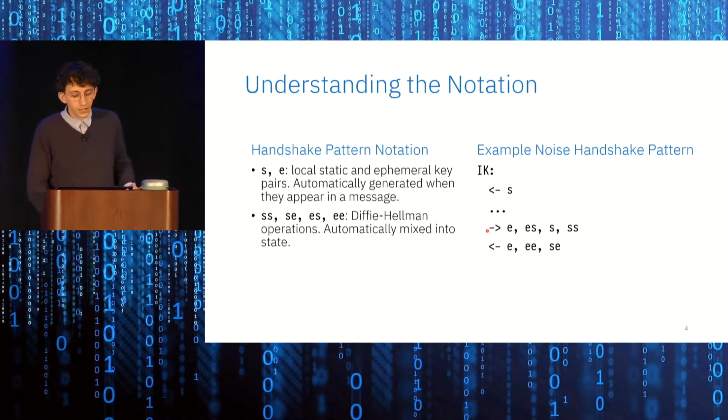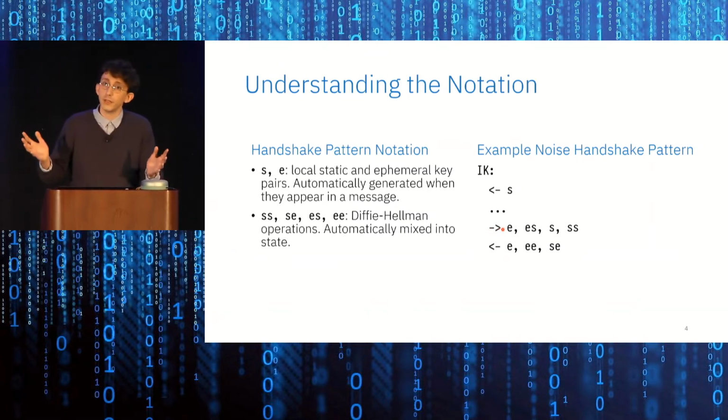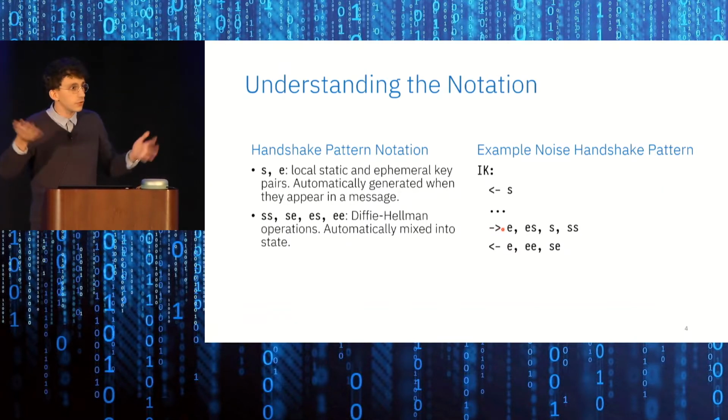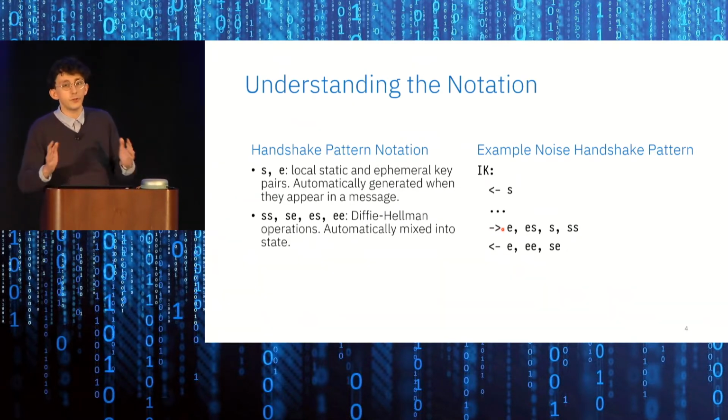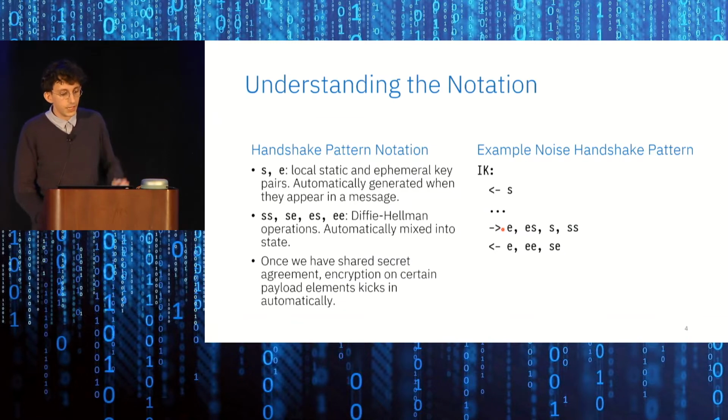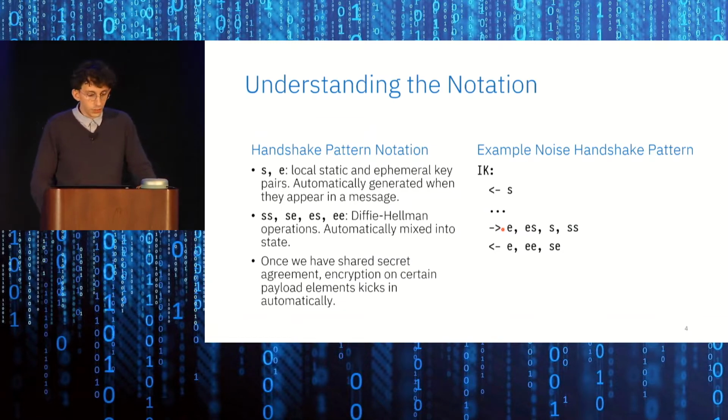And so every one of these arrows, especially only after the ellipses, actually also could contain a payload, which is like a message, a photo, whatever. And these payloads are opportunistically encrypted as well. So once we have shared secret agreement, encryption on certain payload elements kicks in automatically.